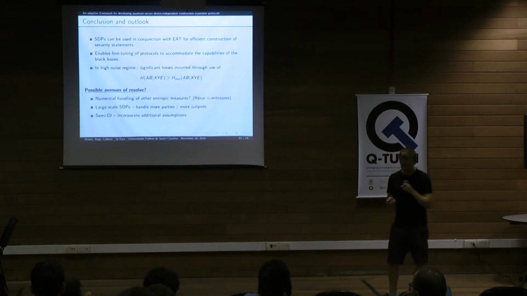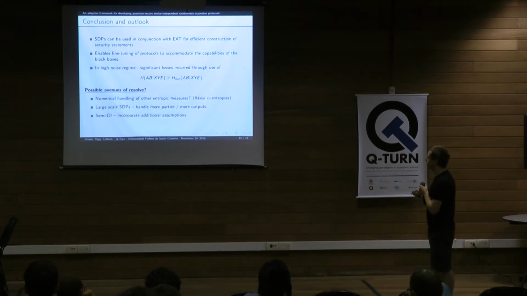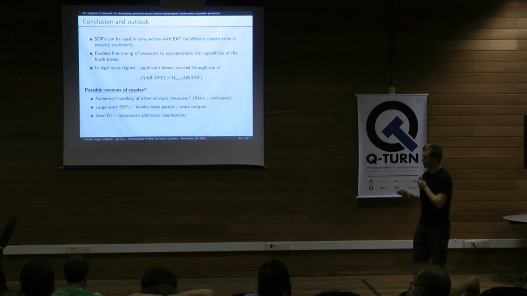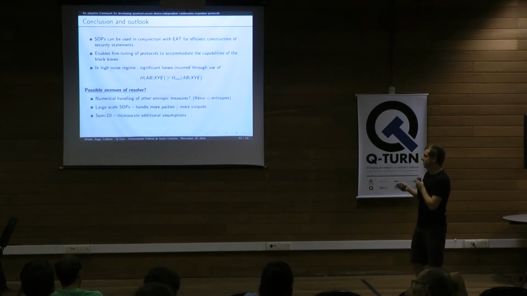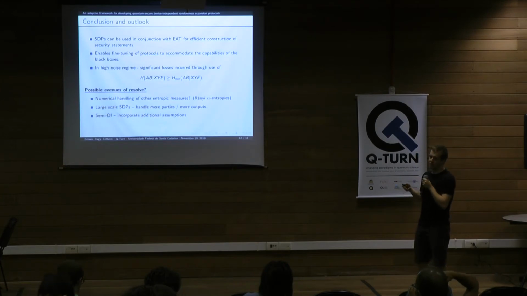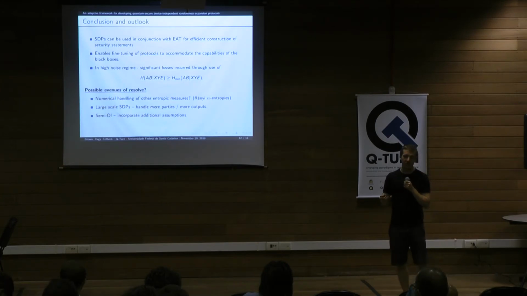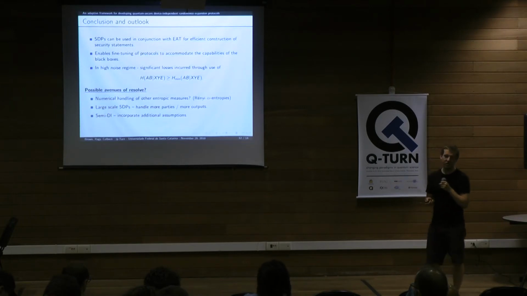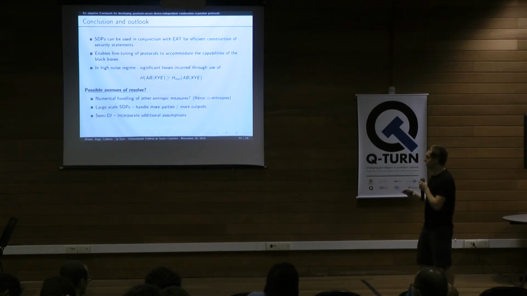Possible ways out of this: we could try to get numerical hold of some different entropic measures. We looked at the min entropy here, but there's an entire family of entropies, the Renyi entropies, and we could look at different ones in that family. There are many different families, and as long as they obey this inequality relation, if we can get a handle on them, we can use them to generate security of our protocols.